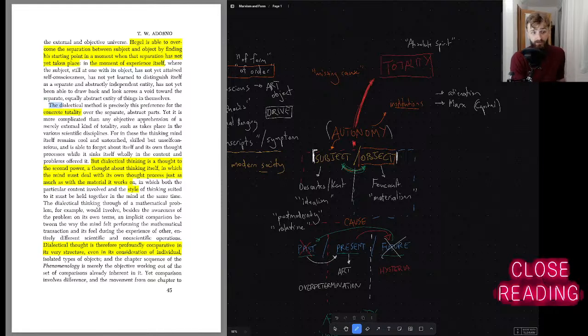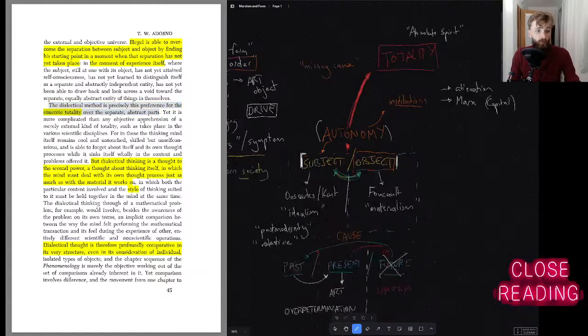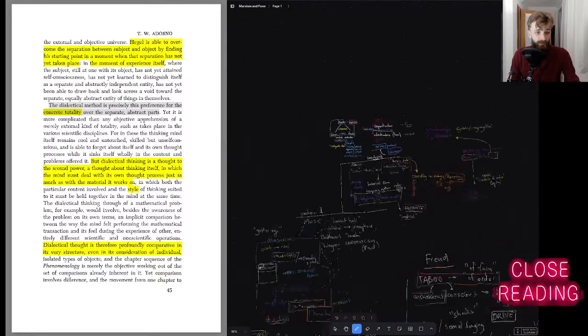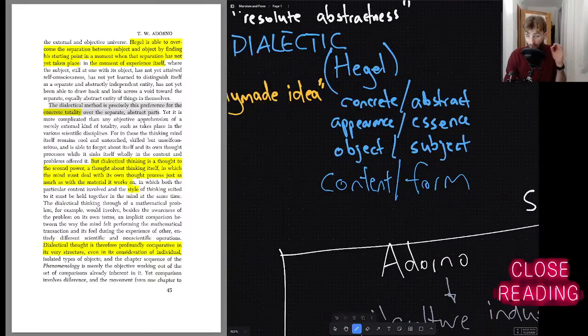Here on the next page, we get Jameson saying the dialectical method is precisely this preference for the concrete totality over the separate abstract parts. So one of the other implications of totality is that we can't parcel off parts of it and analyze them in isolation from their dialectical opposites, from their dialectical dyads. We can't look at the object without considering the subject, right? To return to those motivating terms, we can't think of the concrete without having a notion also of the abstract in our minds or in the back of our minds.